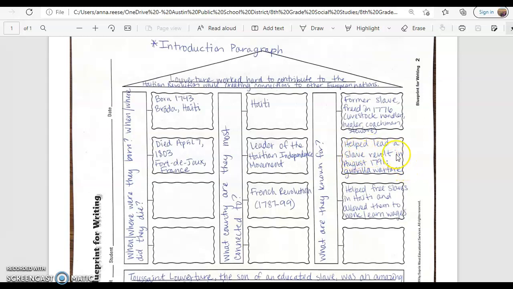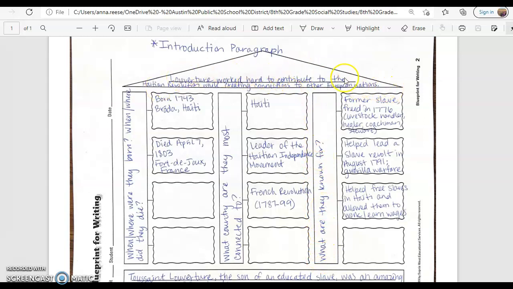I also added that he helped lead a slave revolt in August of 1791. That's a little more detail than I had in my packet, and that he used guerrilla warfare to lead that revolt. He also helped free slaves in Haiti and allowed them to work and earn wages. So those are my 3 examples for my last supporting detail.